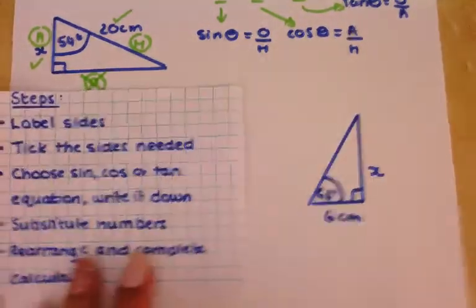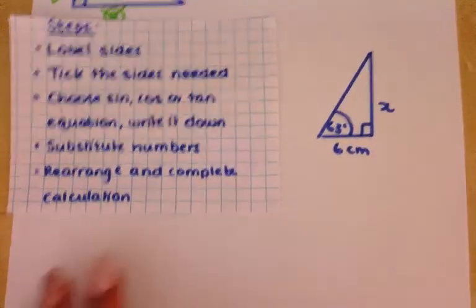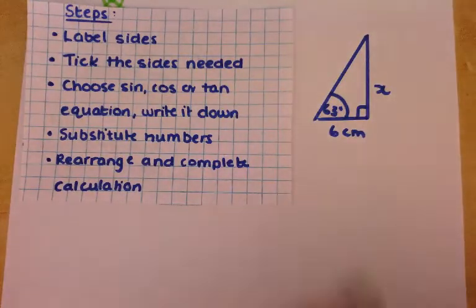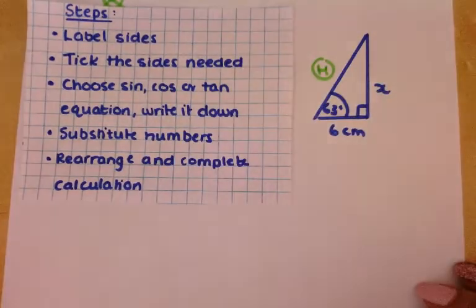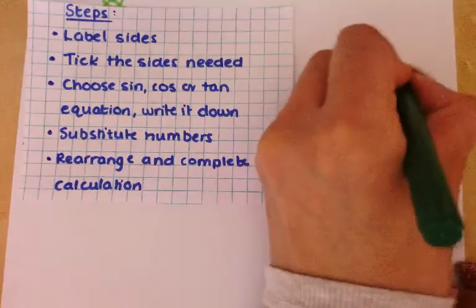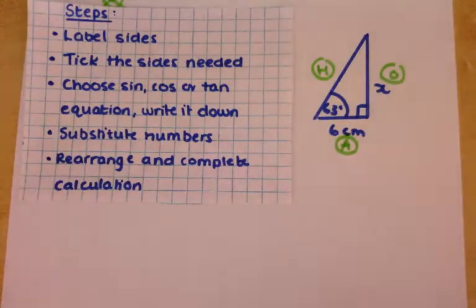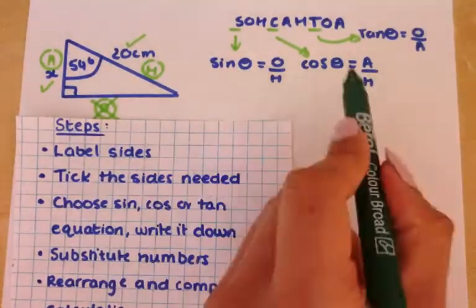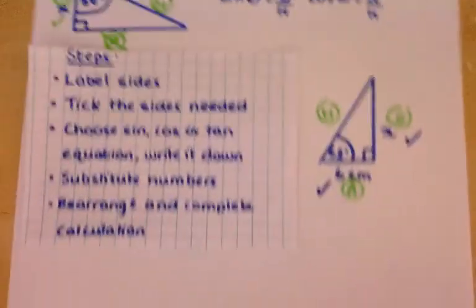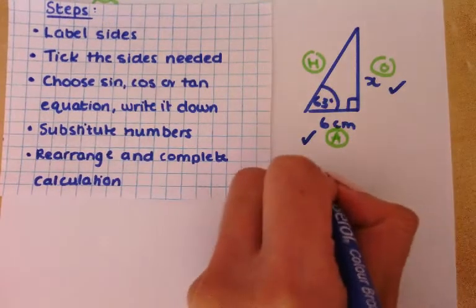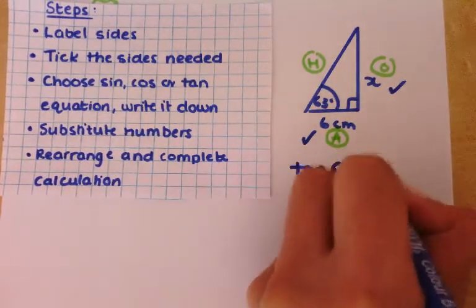And the final problem is here. So, labelling the sides, the hypotenuse is the longest side, 6 is next to the 63, and then x is opposite. Tick the sides that I need. So it's O and A. Which of those equations is to do with O and A? It's tan. So I have tan theta is O over A.